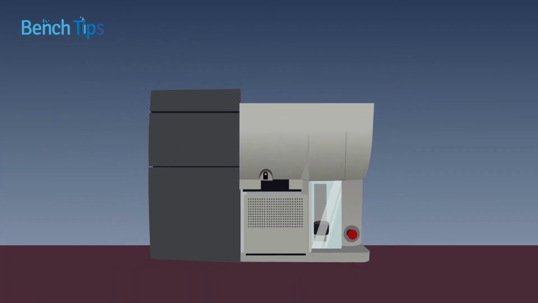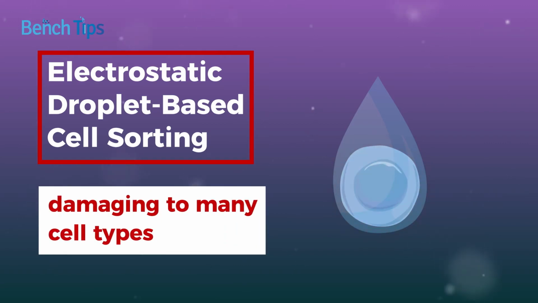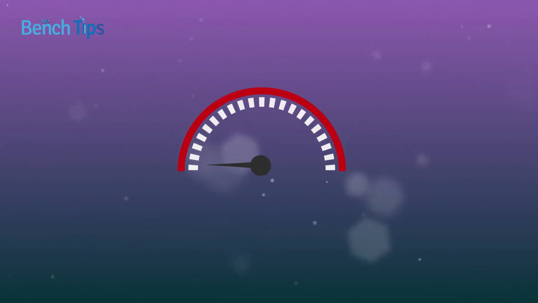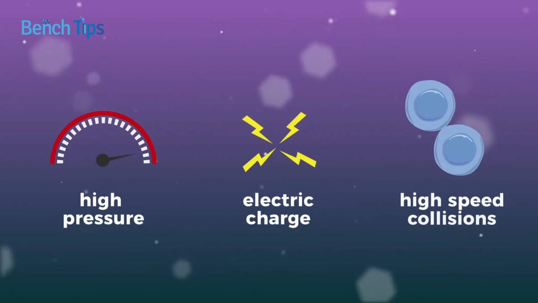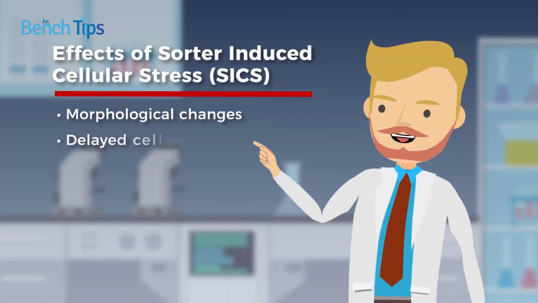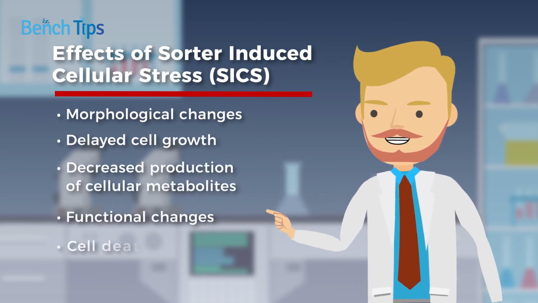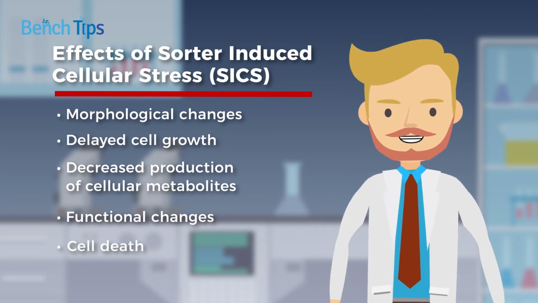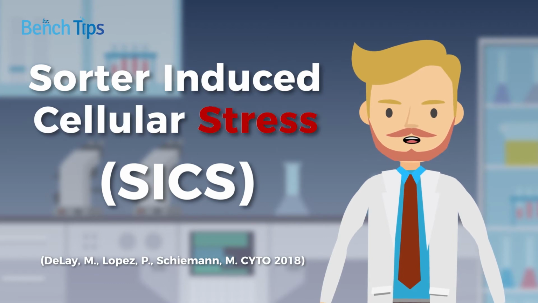Although both approaches offer distinct advantages, a major problem with electrostatic droplet-based cell sorting in general is that it can be damaging to many cell types. This is largely due to the combination of high pressure, electric charge, and the frequency at which high-speed collisions occur within a conventional cell sorter. As well as causing morphological changes, these factors can lead to delayed cell growth, decreased production of cellular metabolites, functional changes, and even cell death, a set of highly undesirable cellular events that have collectively been termed sorter-induced cellular stress, or SICS.